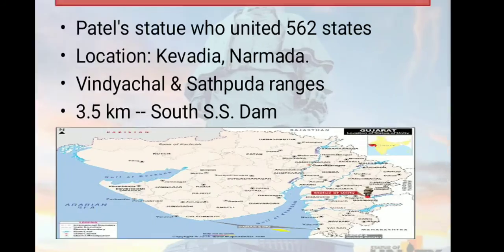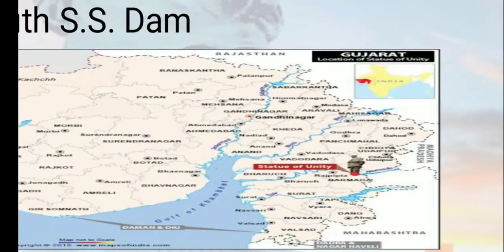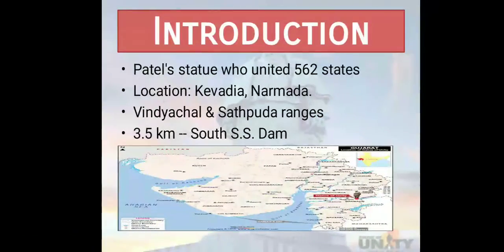In this slide, we can see the exact location of the statue on the Gujarat map. The Statue of Unity was completed in 2018 and it was inaugurated on 31st October 2018, which is the anniversary of Patel's birth. This statue is located in Kevadia colony in Narmada district.